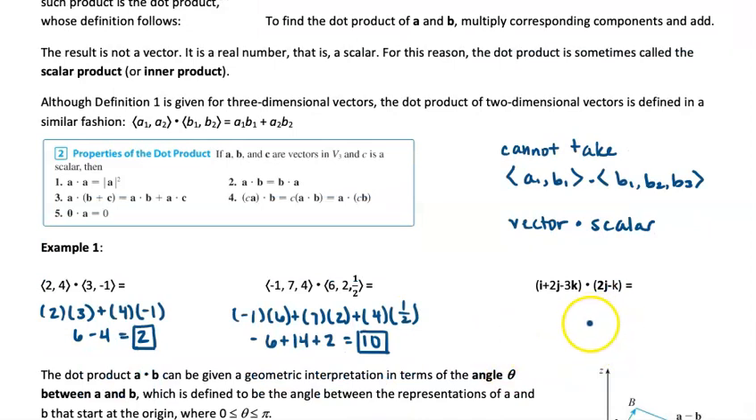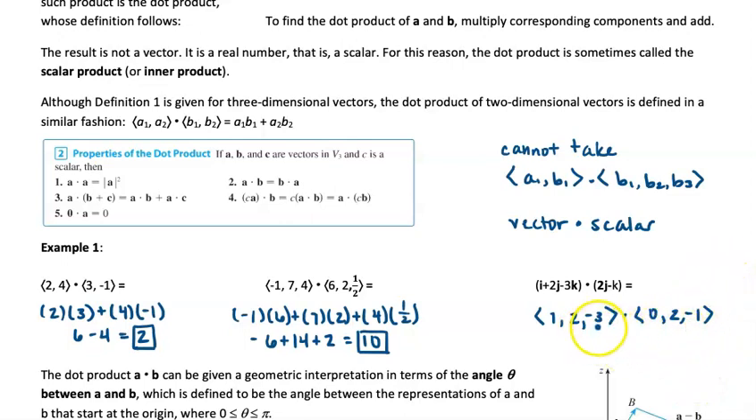Now this third example, it looks a little bit different, but we're doing the same thing here. However, because we have a little bit of a different notation, let's write this in this classic vector notation so we can more clearly see each of our components. So I know that I can rewrite i plus 2j minus 3k as 1, 2, -3. And I can rewrite 2j minus k, and in this case I don't have an i component, so I'll put a 0 as the placeholder for the i component, 2 for that j component, and -1 for that k component.